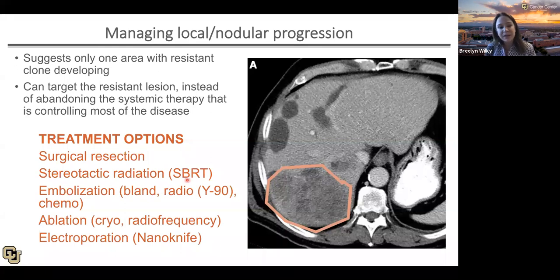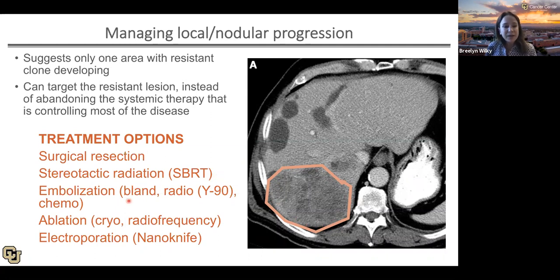Radiation has not been typically used that often for GIST, simply because most patients tend to have widespread little cells that are away from one particular radiation field. However, in a situation where you're trying to target a relatively small area, this can be very effective.